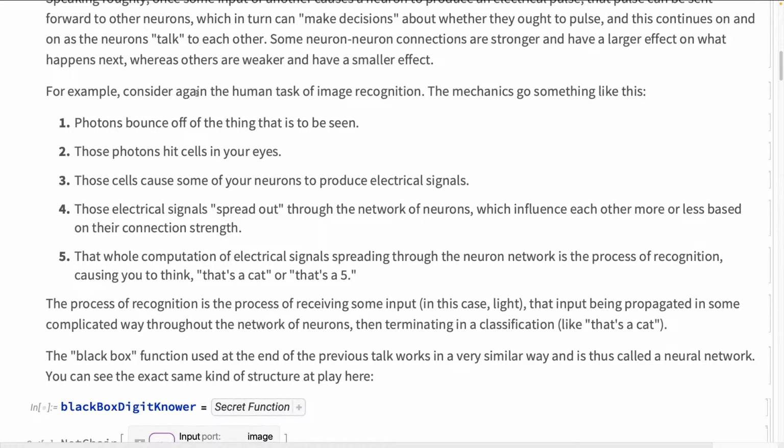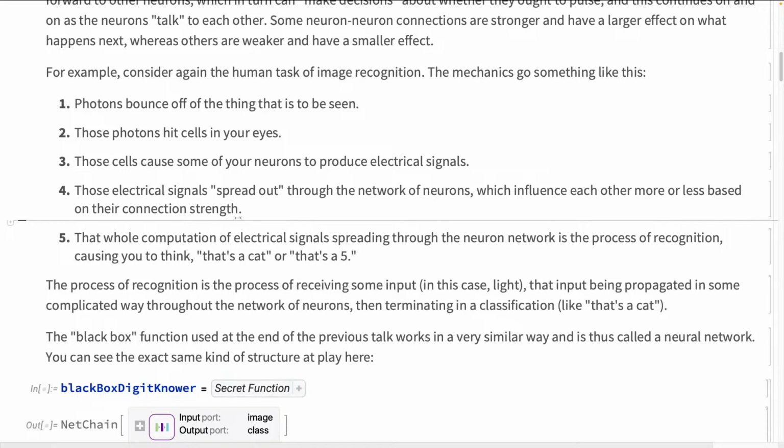The mechanics of the human task of image recognition. Say you look at something. Photons bounce off of that thing, and then they bounce into your eye. The photons hit the cells in your eyes, and then the cells in your eyes cause some of your neurons to produce electrical signals. Then those signals spread out through the network of neurons in your brain, and each neuron influences other neurons more or less based on some kind of pre-built connection strength that we don't have to worry about yet.